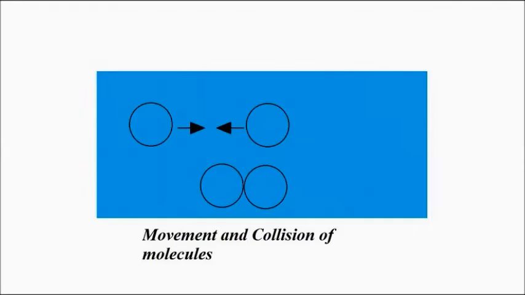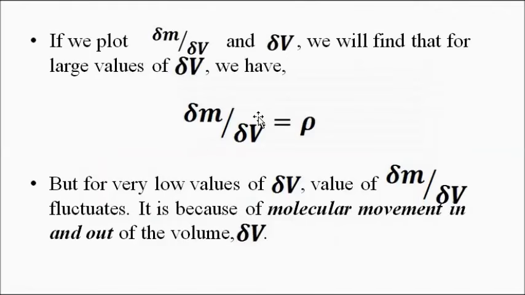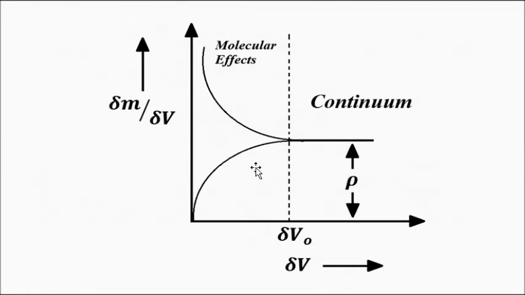That will bring about a change in the density. So the concept of continuum tries to find the minimum value of delta V for which delta M by delta V is equal to rho. Now the density will be equal to the density of the substance which we assume. Here we have taken the example of density; you can take any other example also.